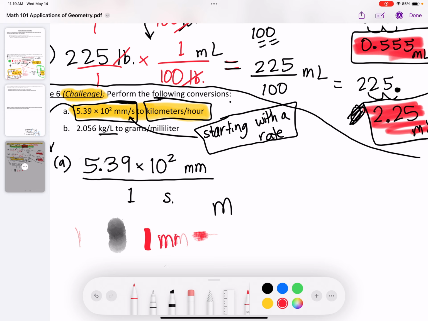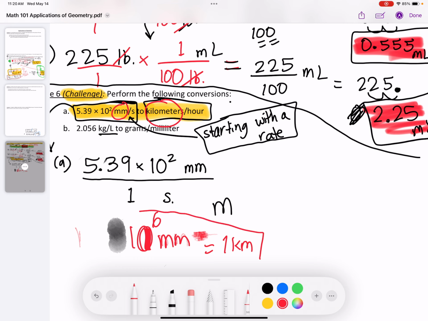1 millimeter is, where'd I write it? Oh, I'm sorry. It was 10 to the 6th power millimeters is 1 kilometer. Because I see that, at least for the length measurements for part A, I want to start with millimeters and I want to end in kilometers.